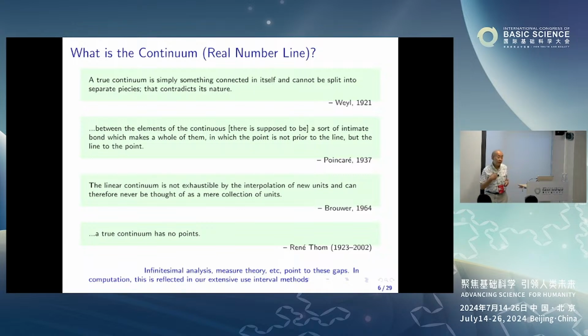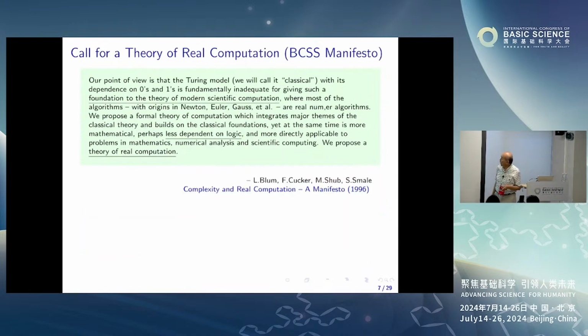And for us in interval, there's a world of computing called interval arithmetic, computing as if you're working with numbers. To me, interval methods are absolutely essential to design effective algorithms. Keep that in. And then from Cucker, Shub, and Smale, the manifesto.